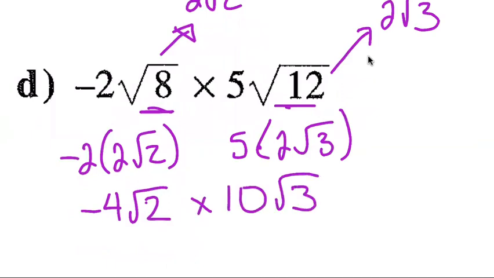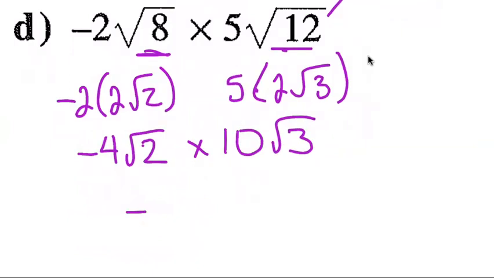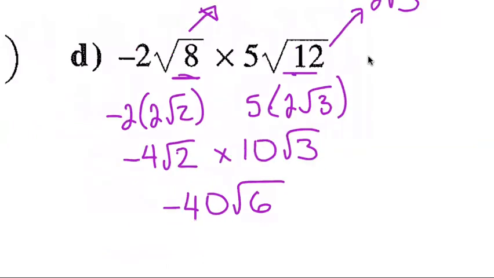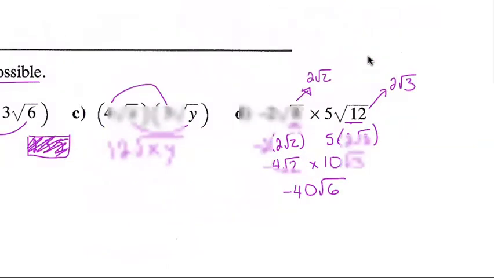Now I can multiply. -4 times 5 is -40. 2 times 3 is 6. 6 cannot simplify. You would be done at that point.